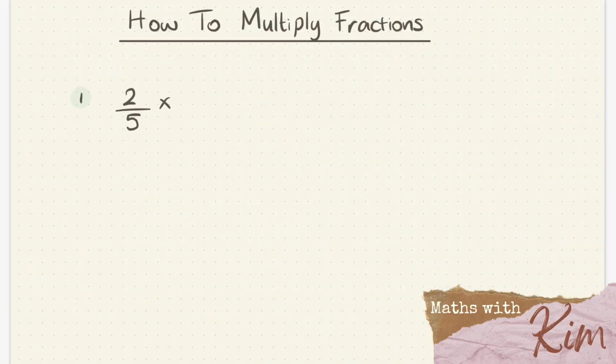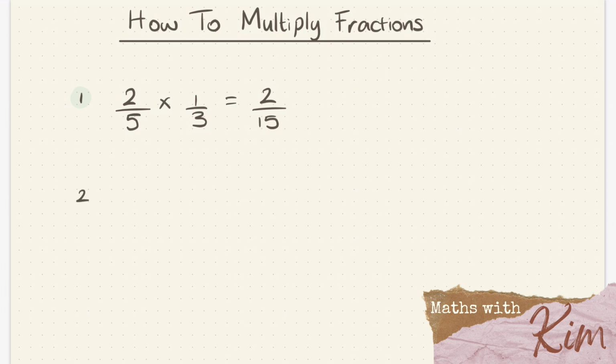2/5 multiplied by 1/3. Very simple and straightforward. We literally multiply the top two numbers and then we multiply the bottom two numbers. 2 times 1 is 2, and then we multiply the two bottom numbers. 5 times 3 is 15.